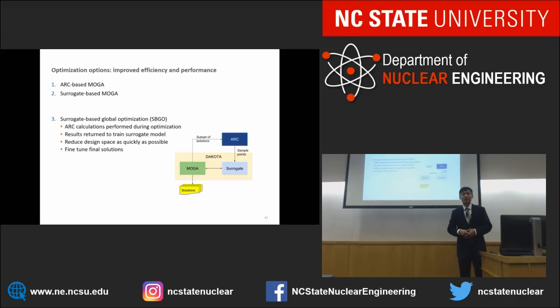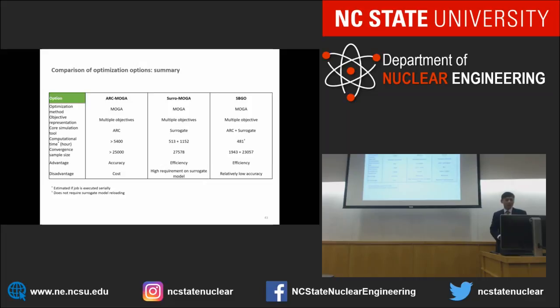Then after a few iterations, I use ARC to generate another set of samples and use that to improve my surrogate model. That should improve the computational efficiency. So I compared these 3 options. Apparently, the ARC-based optimization is the most time-consuming, but it is the most accurate. The second one is in the middle. But the third option, the surrogate plus the ARC calculation, has a really short computational time.